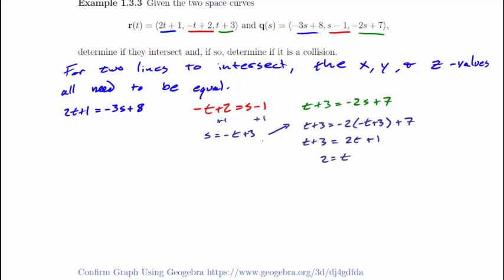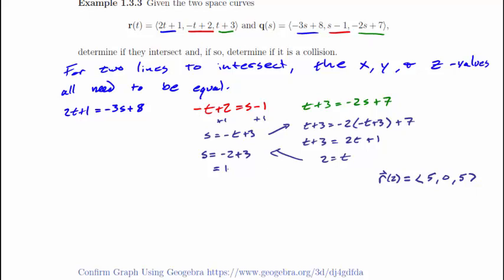So I could think about this a couple different ways. I'm just going to finish solving this out. But if t equals 2, and I plugged that in, I could say, what is r of 2? So if I take r of 2, I get 5, 0, 5. So if t is 2, then what is s going to be? So I take this, I plug it back in over here, and I get s equals negative 2 plus 3 equals 1.